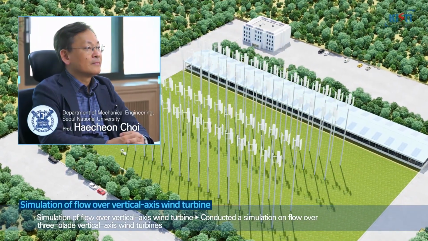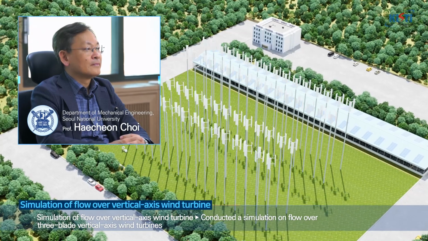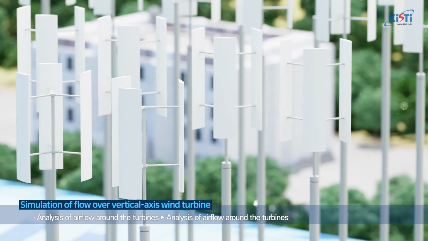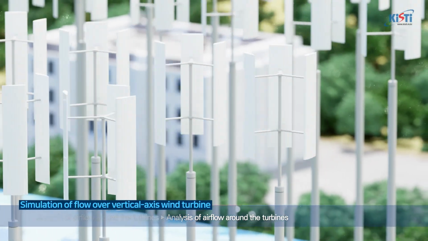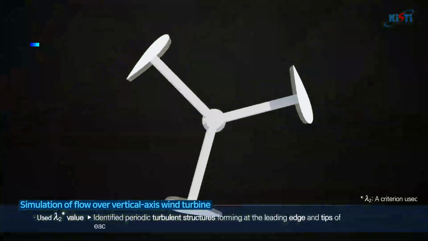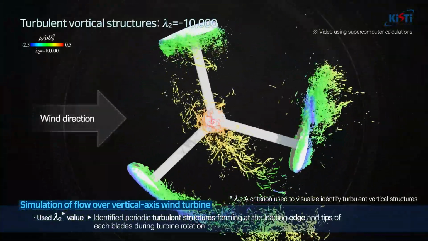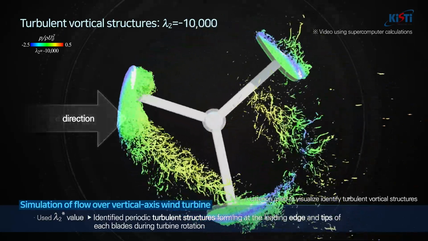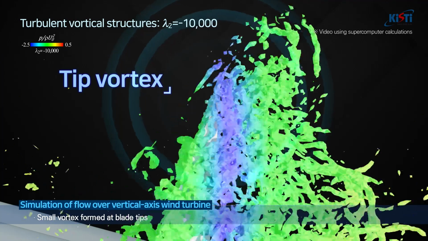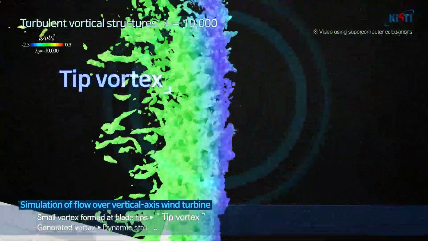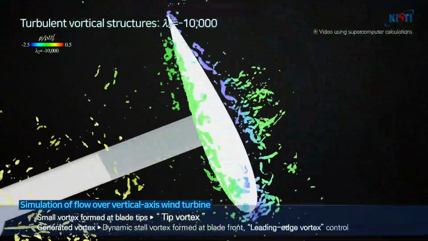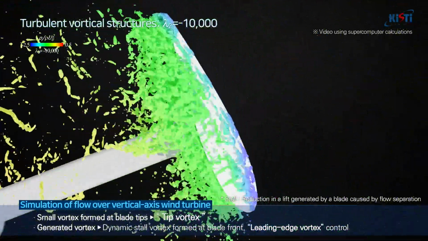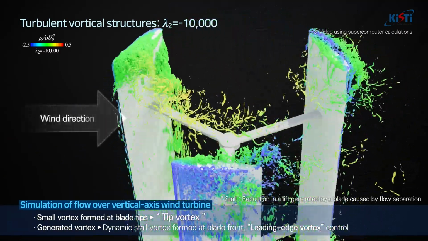Professor Choi and his research team at Seoul National University simulated three-bladed vertical axis wind turbines to analyze airflow and identified forces exerted on each blade. The team used the lambda-2 value to confirm periodic turbulent flow structures at the leading edge and tips of each blade during turbine rotation. They identified the tip vortex, a small vortex at the blade tips, and the leading edge vortex, a dynamic stall vortex at the blade's front. Through their analysis, they could observe the dynamics of these flow structures, which have a significant impact on the blades.